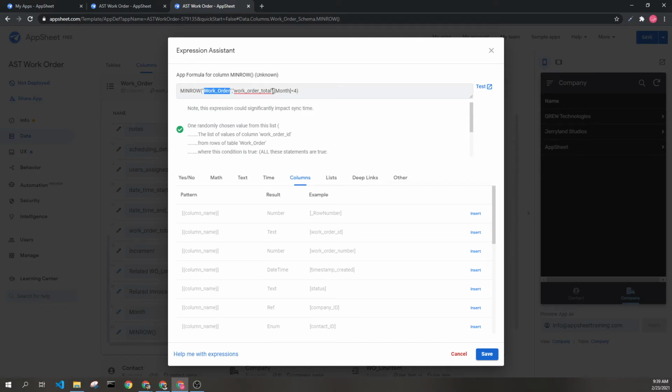However, we're stipulating that it needs to be within the first 3 months of the year, because month is less than 4. So if there's a work order total that happened in the 4th, 5th, 6th, or so on months, it won't be considered for this specifically.